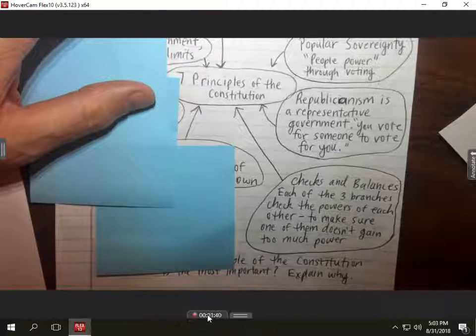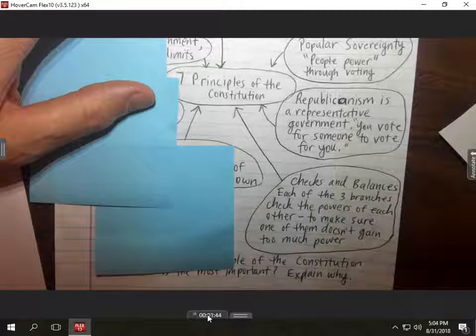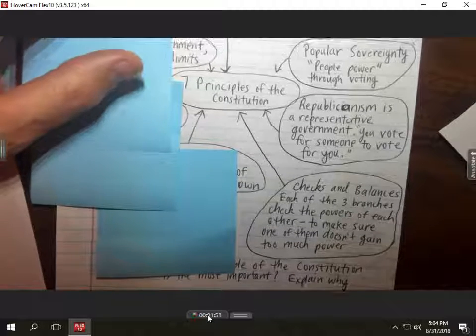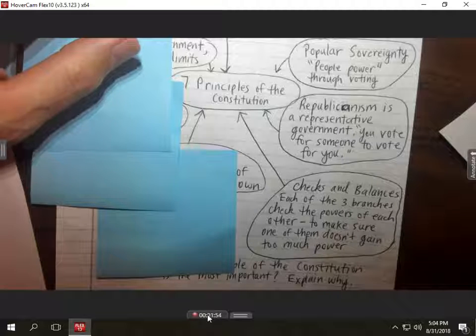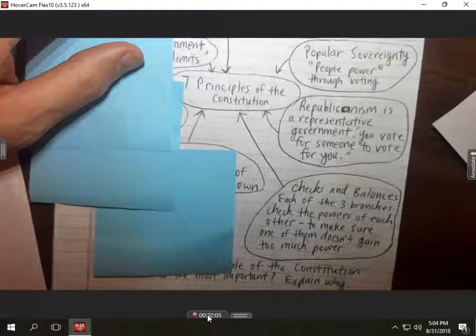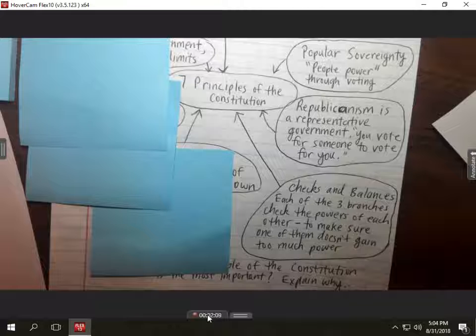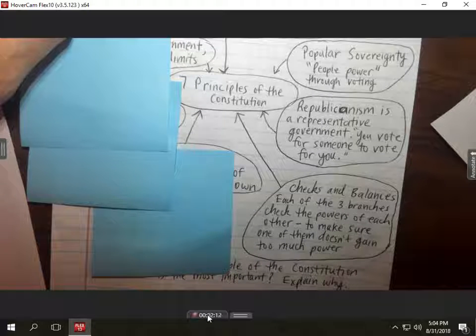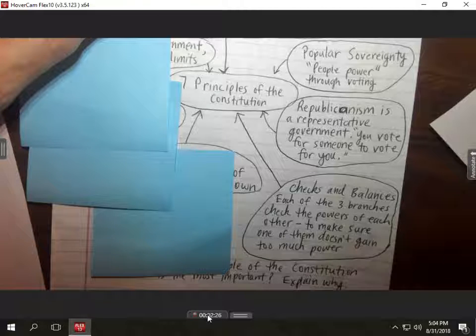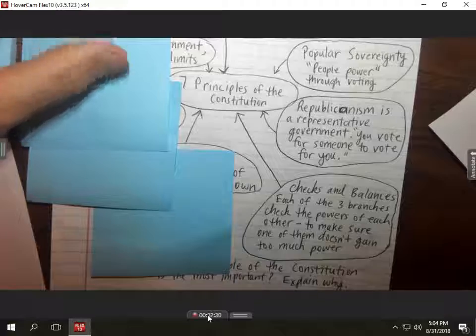Checks and balances. Each of the 3 branches checks the powers of the others, to make sure that one branch does not gain too much power. One example of that is what's going on in America today. When you need a Supreme Court justice, the president nominates the person, but the president can't choose, and they can't become a Supreme Court justice, without Congress's approval. So the Supreme Court justice nominee has to go and be questioned by Congress, and then they vote whether or not to approve the nominee. So that's an example of checks and balances. Okay?